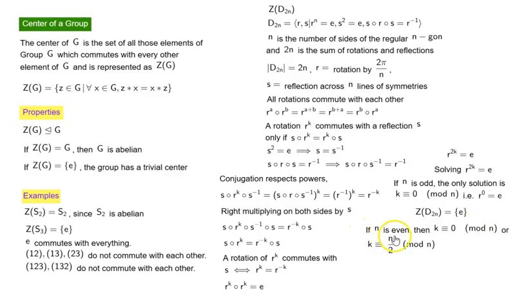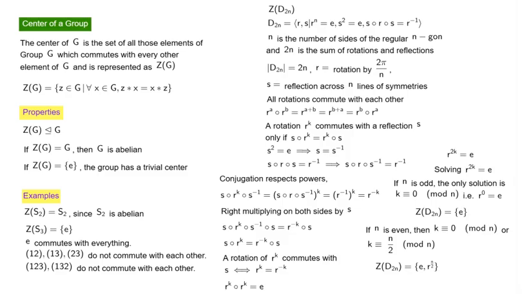Now, if n is even, then k is congruent to 0 mod n, or k is congruent to n by 2 mod n. Because if you substitute n by 2 for k, 2 times n by 2 is n, and r to the power of n is equal to e as part of the definition of D2n. So that means Z of D2n, that is the center of D2n, is equal to e and r to the power of n by 2 if n is even.